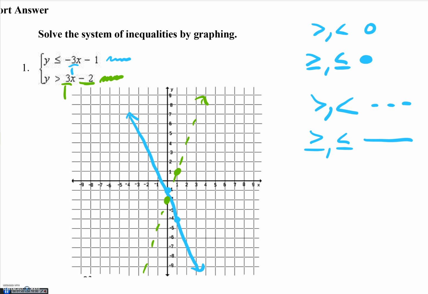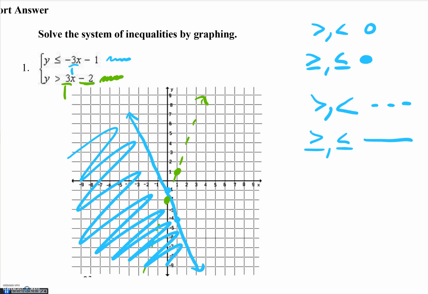Now we're going to talk about shading. Let's talk about the blue line first. Alright, y is less than or equal to. So, I'm going to highlight this real fast. There are my y values. Where are the smaller y values? Y is less than. Where are the smaller y values? That would be below the line. So we're going to shade below the line.